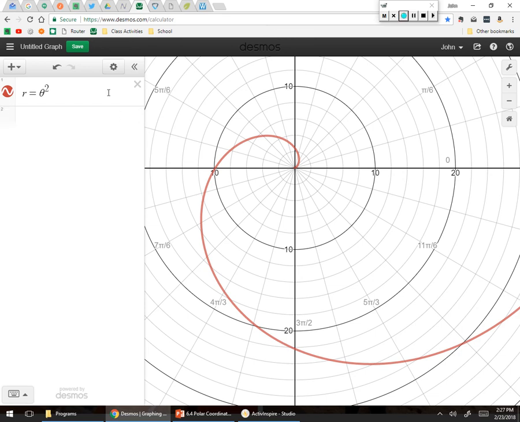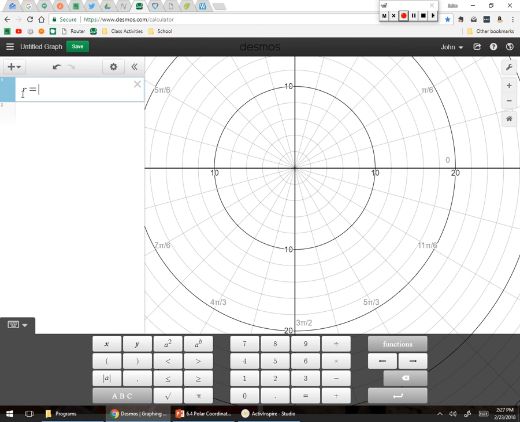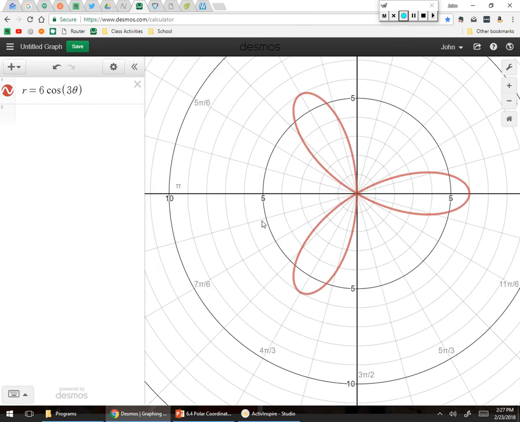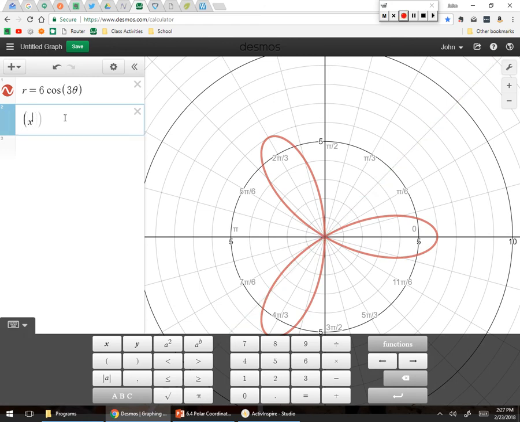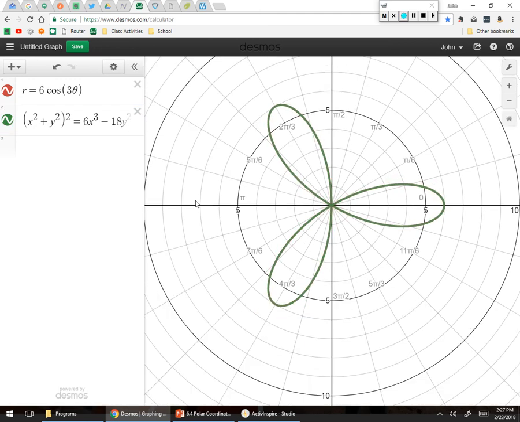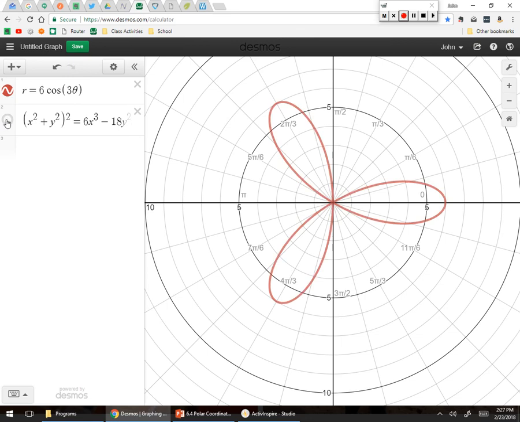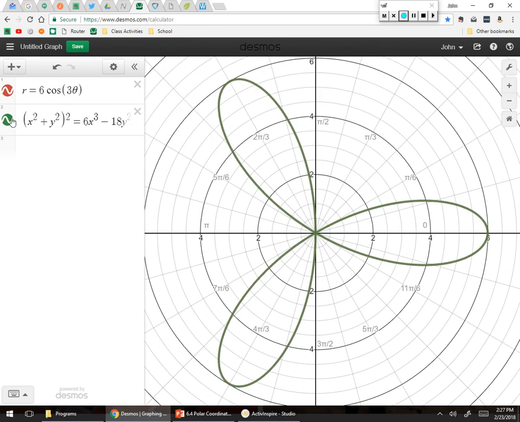Let's also do the one we were just doing a second ago. What was that? r equals 6 cosine theta? Doesn't matter. Let's just verify that that really does equal the same thing as the other thing we got. x squared plus y squared, squared equals, help me out, remember, 6 x cubed minus 18 y squared x. Right? Beautiful. Desmos for the win.